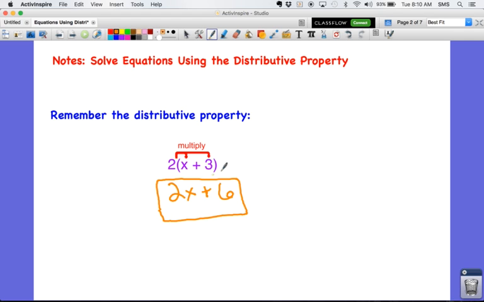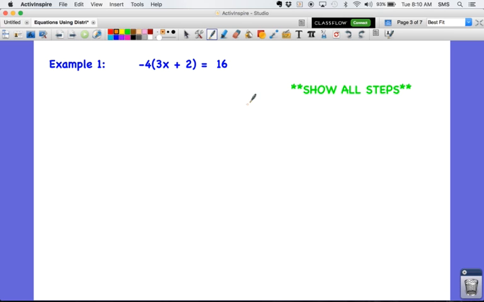I can't do anything more with this particular problem, but when we have an equation that looks like this, with an equal sign and a value on the other side, we can take that a step further and actually find out what x is. So I can use my distributive property to help solve this equation and figure out the value of x. A reminder, whenever we're solving equations, our goal is to always get the variable by itself. So I need to get it by itself on this left side of the equal sign. I need to get rid of this -4, this 3, and this +2.